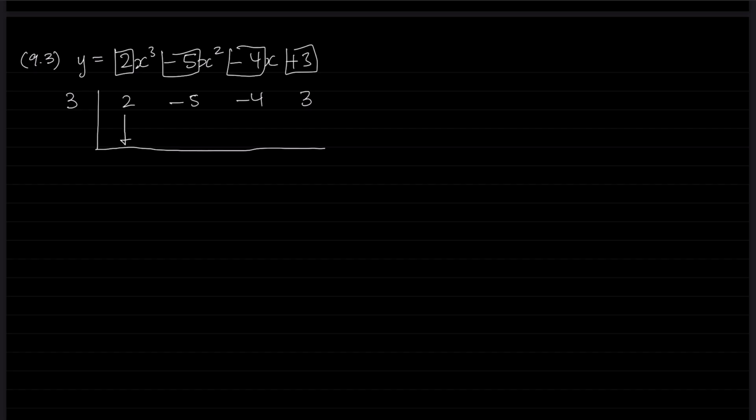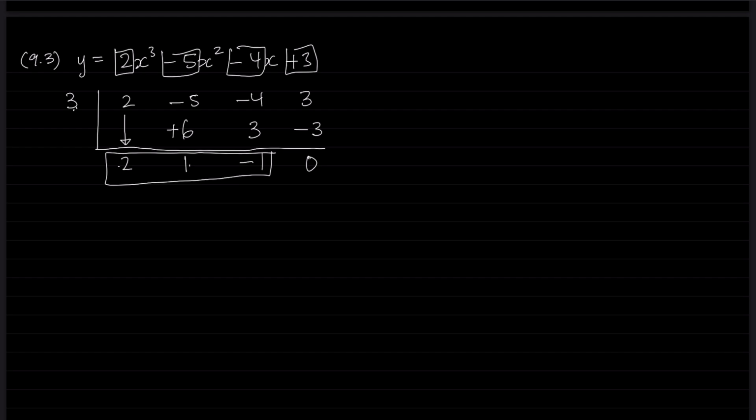First, bring down the first value, 2. Then multiply. 3 times 2 is 6. Now we add. -5 plus 6 is 1. Now multiply again. 3 times 1 is 3. Then add again. -4 plus 3 is -1. Then multiply again. 3 times -1 is -3. Now we add. 3 minus 3 is 0. Now these here are going to give us the remainder, or the remaining factor.